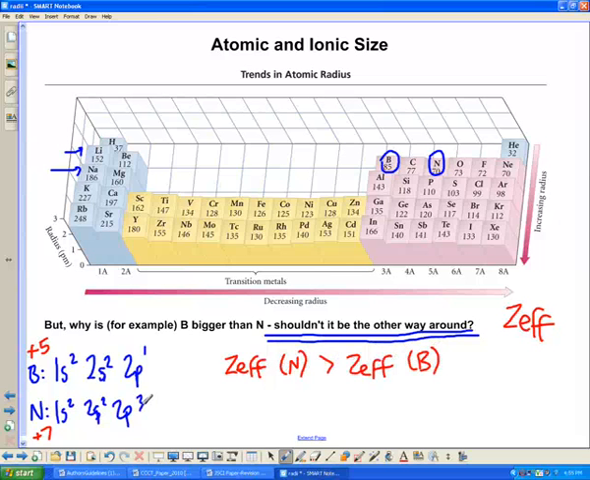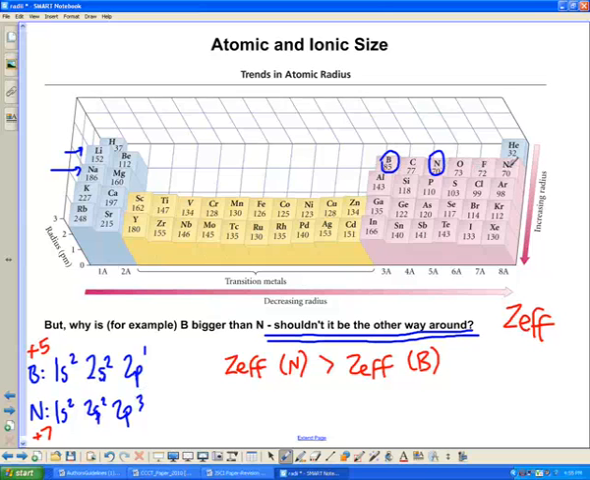And because that charge felt by those electrons is higher in nitrogen, that means they are pulled more closely towards the nucleus. It's kind of like you have a stronger magnet inside the nitrogen than you do in the boron. And because those outer electrons are held more tightly, they are actually held closer. And so that is why, as you go across the p group here, from 1, 2, 3, and then 4, 5, and 6, you see a relative overall decrease in size.